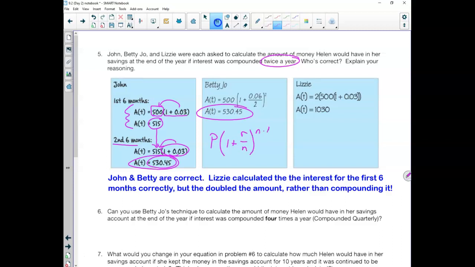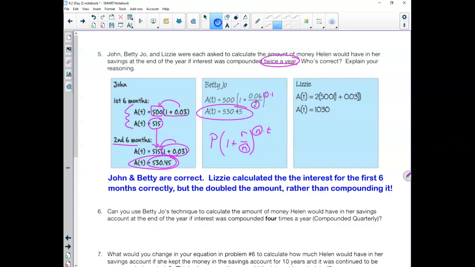Well, Betty Joe, she went straight to that compounding interest formula of P times 1 plus R over N, raised to the N times T power, where N, remember, N is the number of times compounded, twice a year. Notice she's got a 2 in there, and it's at the end of 1 year, so that's why she doesn't have that times 1 there. She's like, I know what that is.